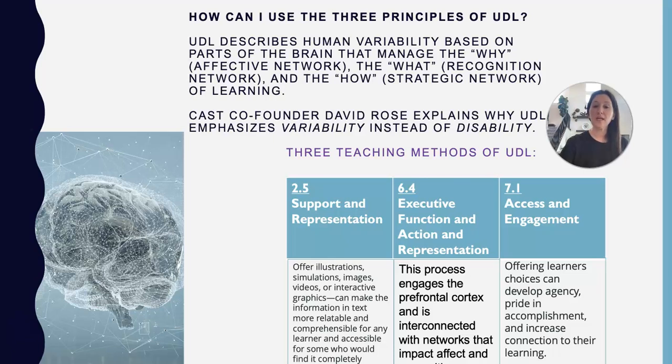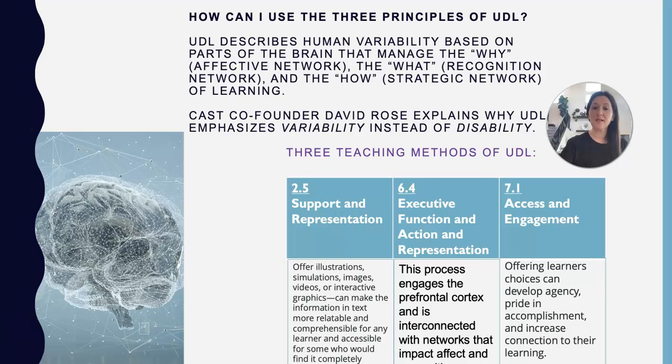I chose 3 teaching methods of UDL to focus on for myself and for working with my students. First, I chose 2.5, support and representation. This offers simulations, images, videos, or interactive graphics that can make information in text more relatable and comprehensible for any learner and accessible for some who would find it completely inaccessible in text. I specifically think of my learners with dyslexia and how this could fully support them.